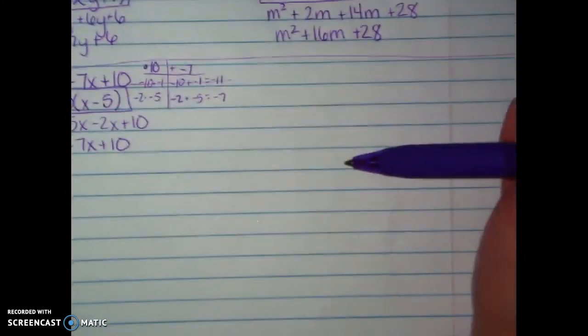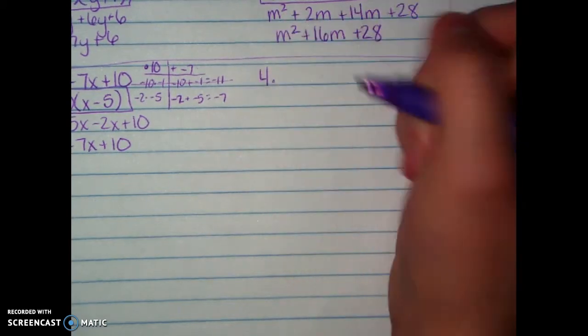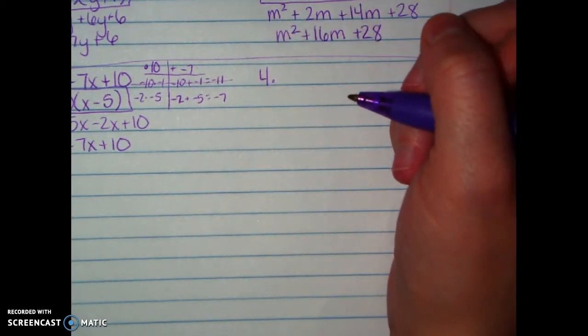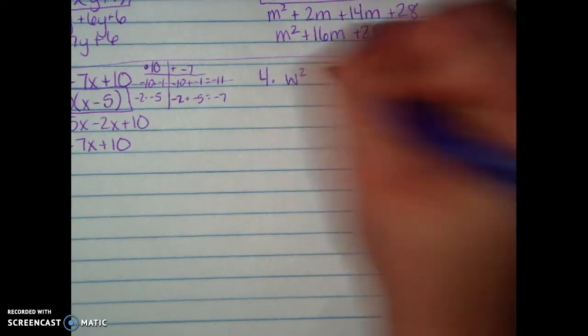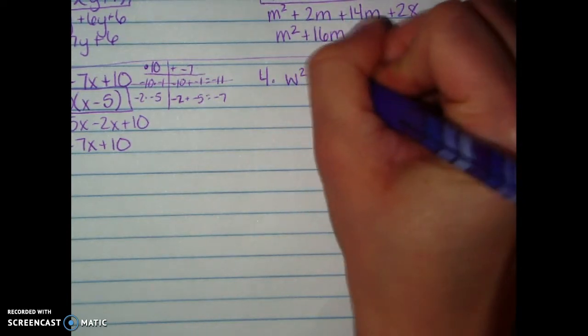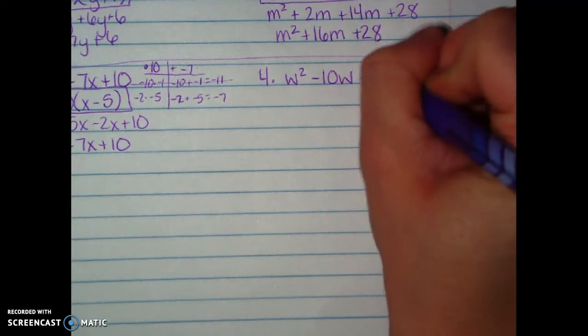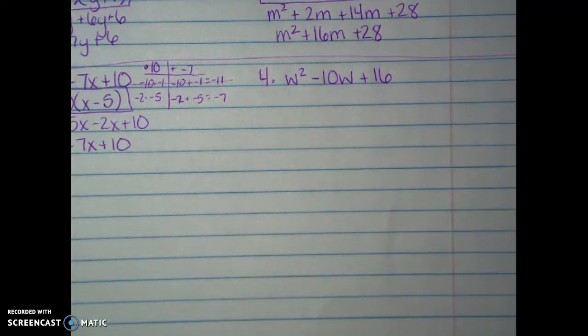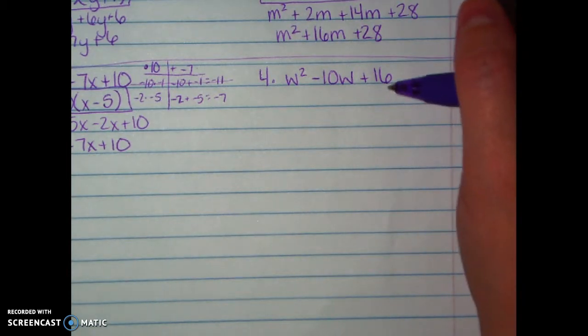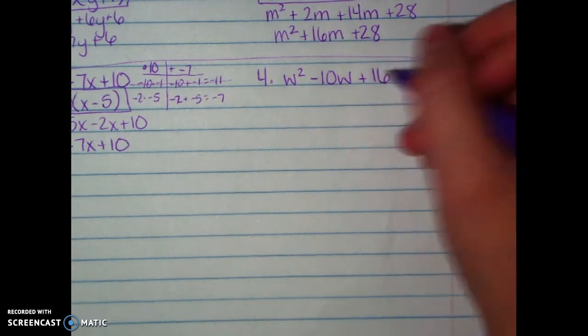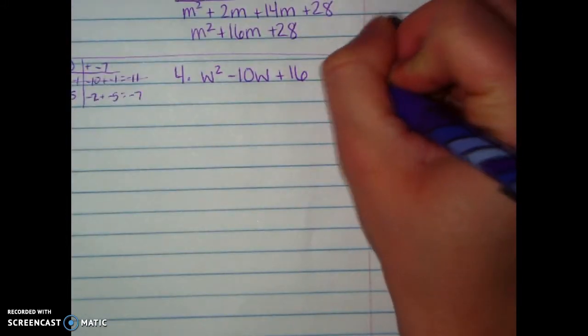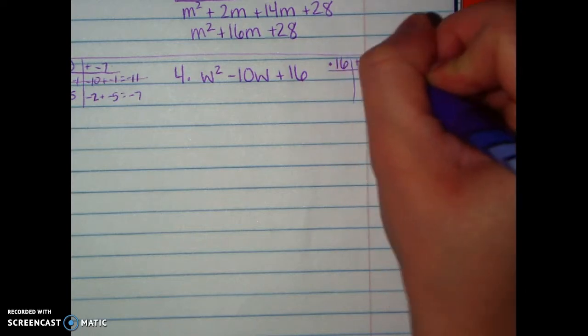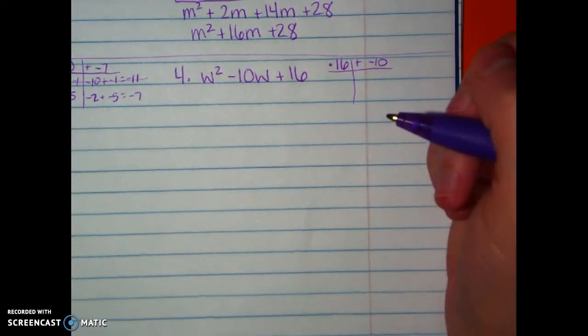And you can try and guess the numbers this time. Let's do w squared minus 10w plus 16. So go ahead and try to find those 2 numbers, multiply to get me 16 and adds to get me negative 10. Okay, on this one, they are both negative numbers. Here, I'll draw the table. So I have to multiply to get me 16 and add to get me negative 10. They both have to be negative numbers.